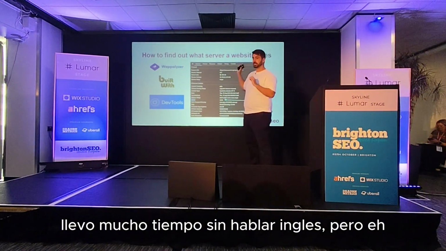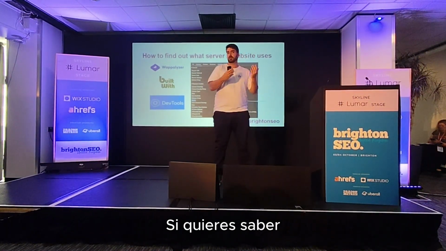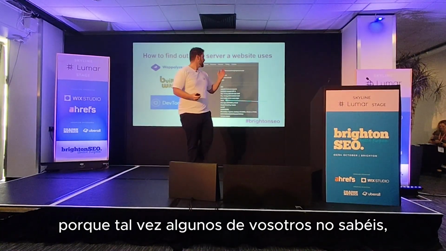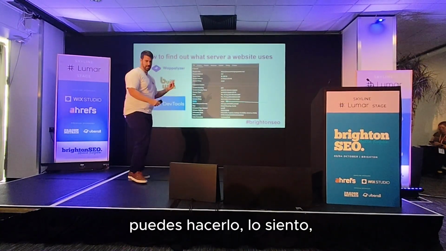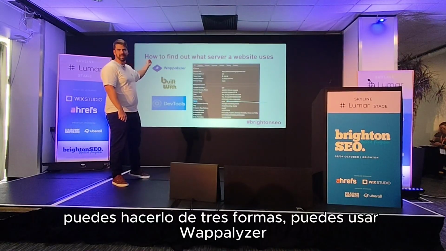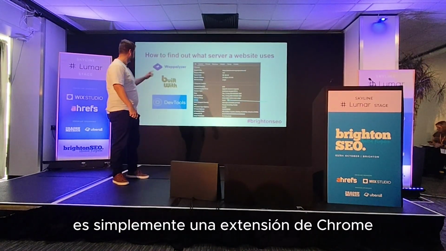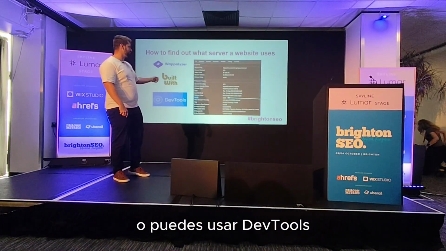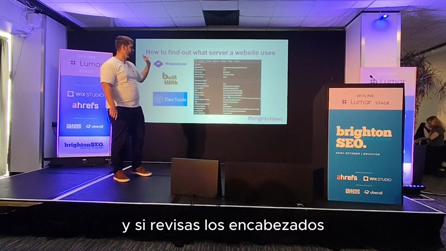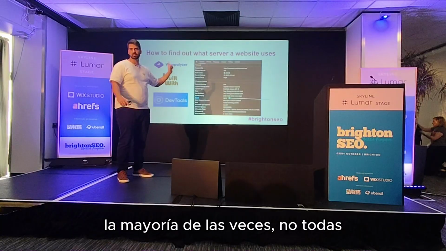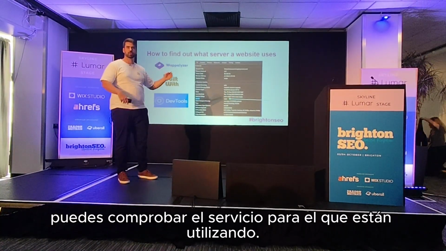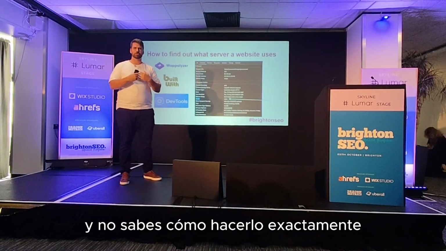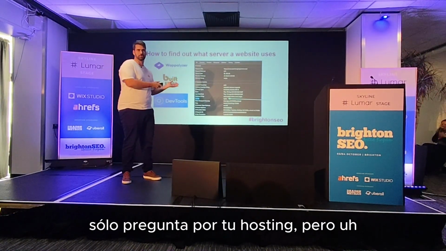But if you want to know what server you are running on, because maybe some of you don't know, you can do it in three ways. You can use Wappalyzer, it's just a Chrome extension. There is another one, but you can use the website too, or you can use the DevTools. And if you check the headers, most of the times, not all of them, you can check the servers they are using. Sometimes some webs use proxies, but if you have this doubt and you don't know how to do it exactly, just ask your hosting.